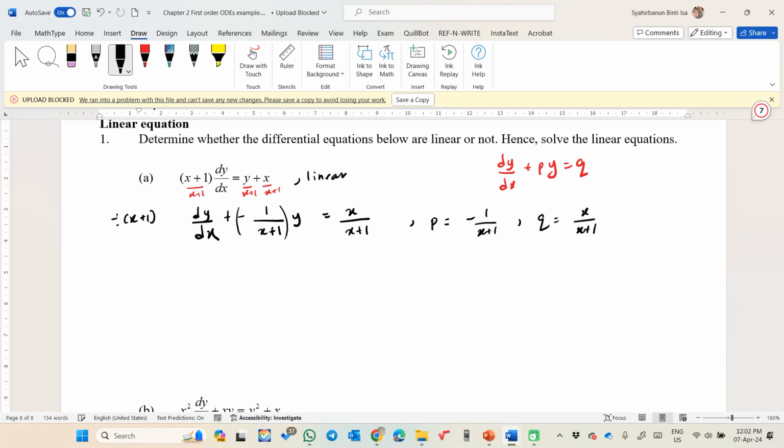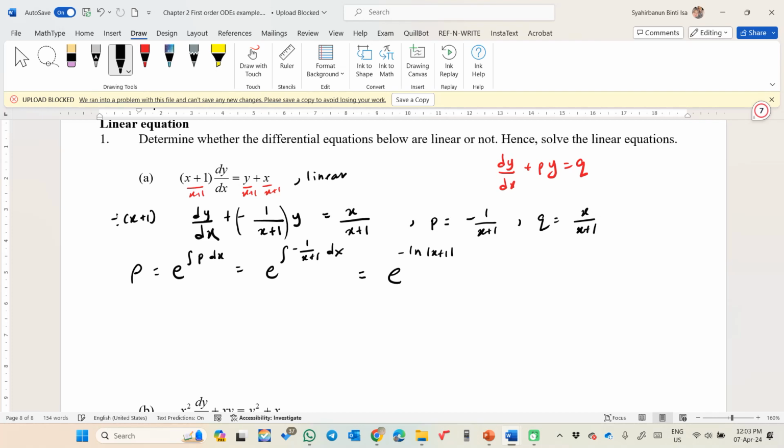Next we need to find the integrating factor rho. So rho is exponent of the integration of p dx, and our p is negative 1 over x plus 1 dx. The integration of 1 over x plus 1 is negative ln of x plus 1. You don't need to put the plus c, because that one will be multiplied with a constant also, so just leave it as this equation.